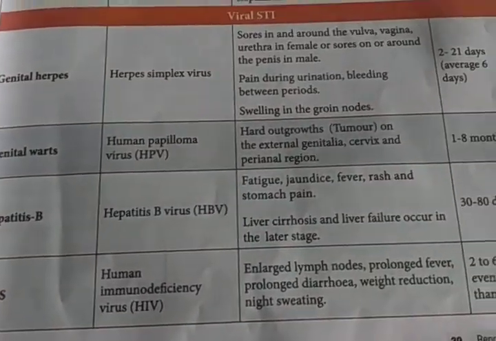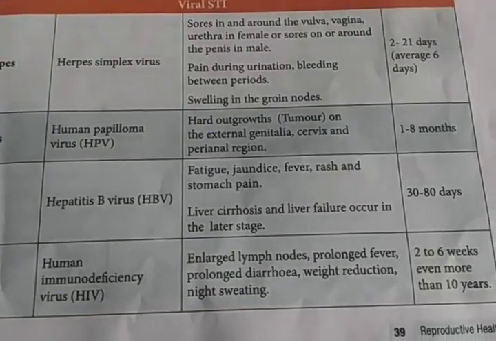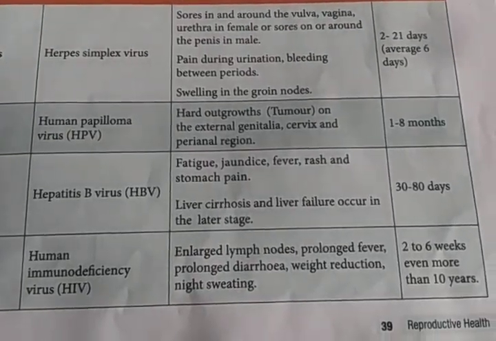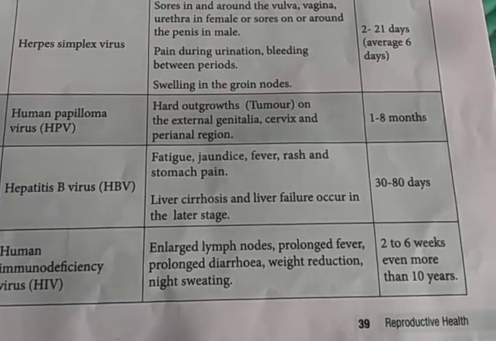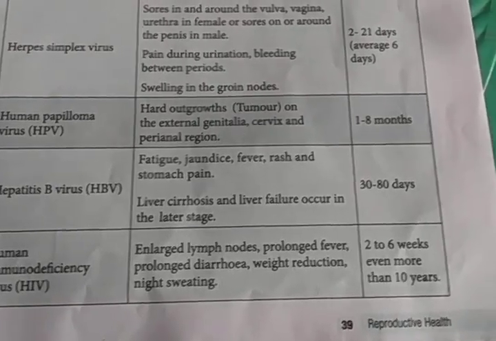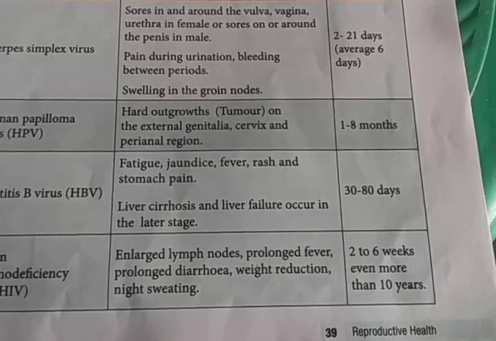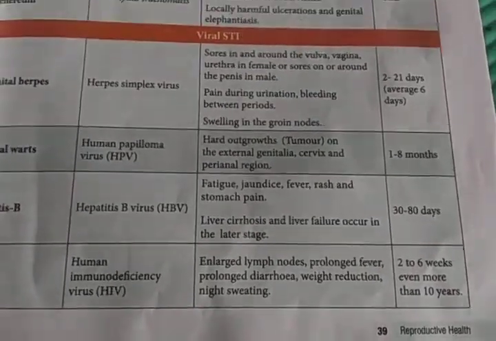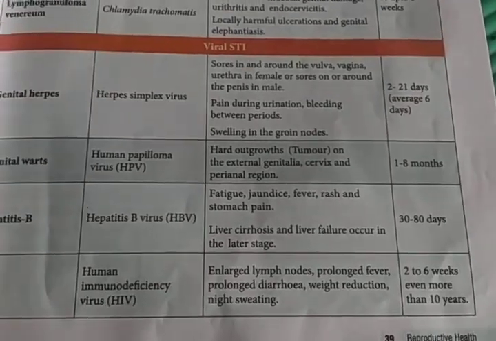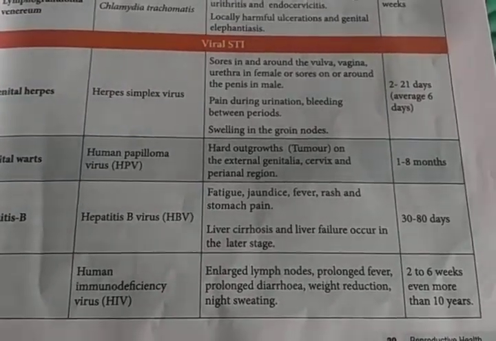Then hepatitis B, caused by the hepatitis B virus. Fatigue, jaundice, fever, rash and stomach pain. Liver cirrhosis and liver failure occur in the later stage. Incubation period is 30 to 80 days. Jaundice is also caused by damage to the liver. With fatigue, they will not feel appetite and will feel sluggish.